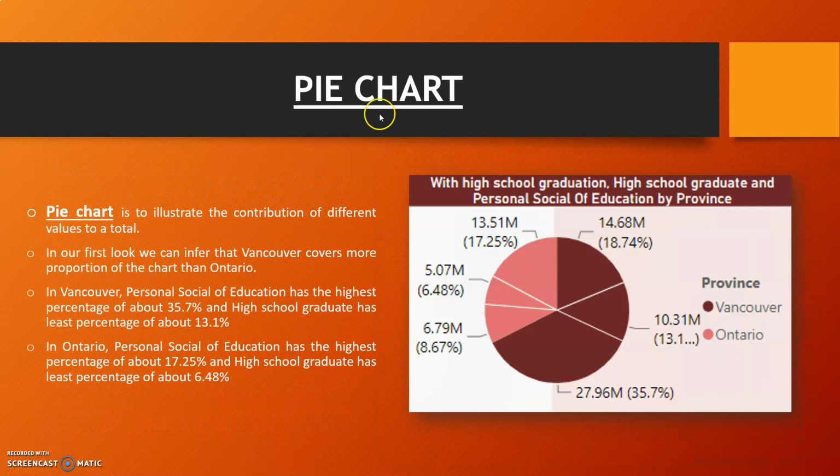Our last visualization is the pie chart. As we can see, Vancouver is covering more portion of the chart than Ontario. Here the distribution is being performed between 3 different kinds of degrees separated by province.